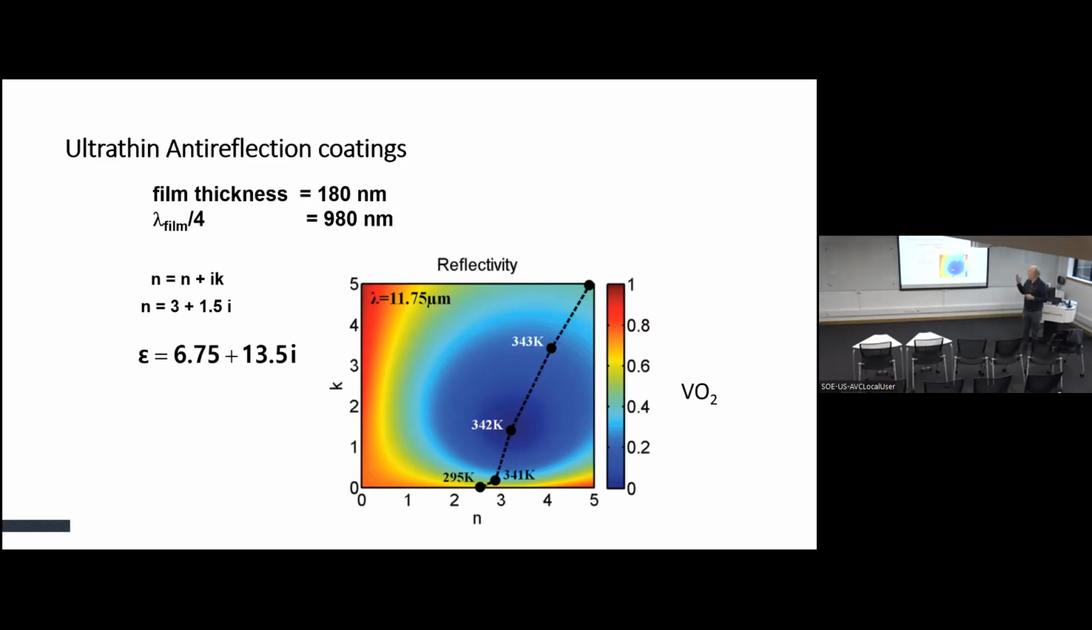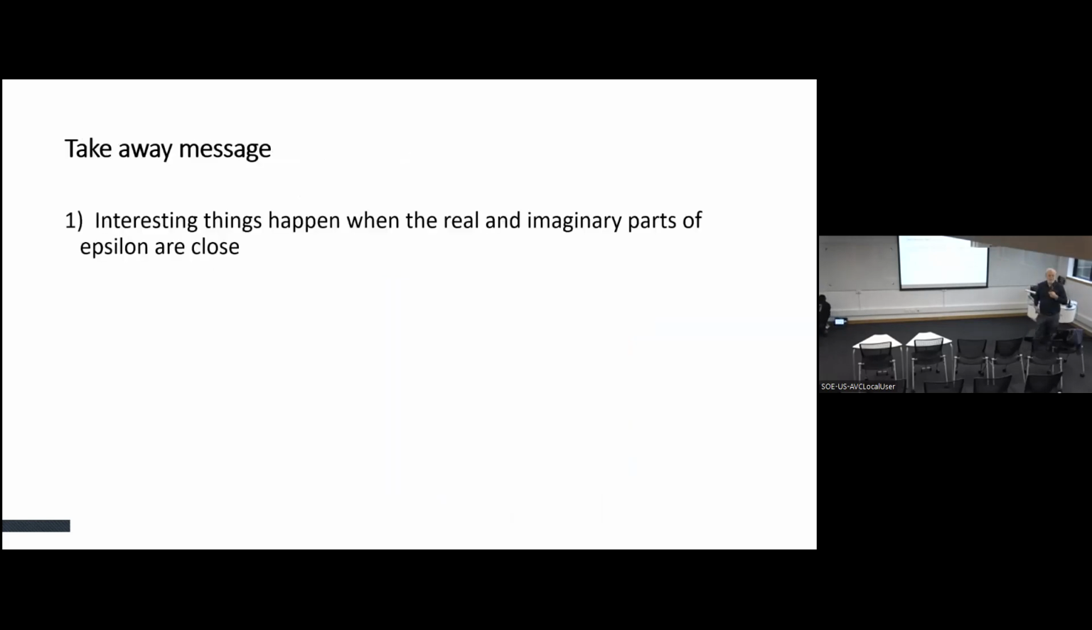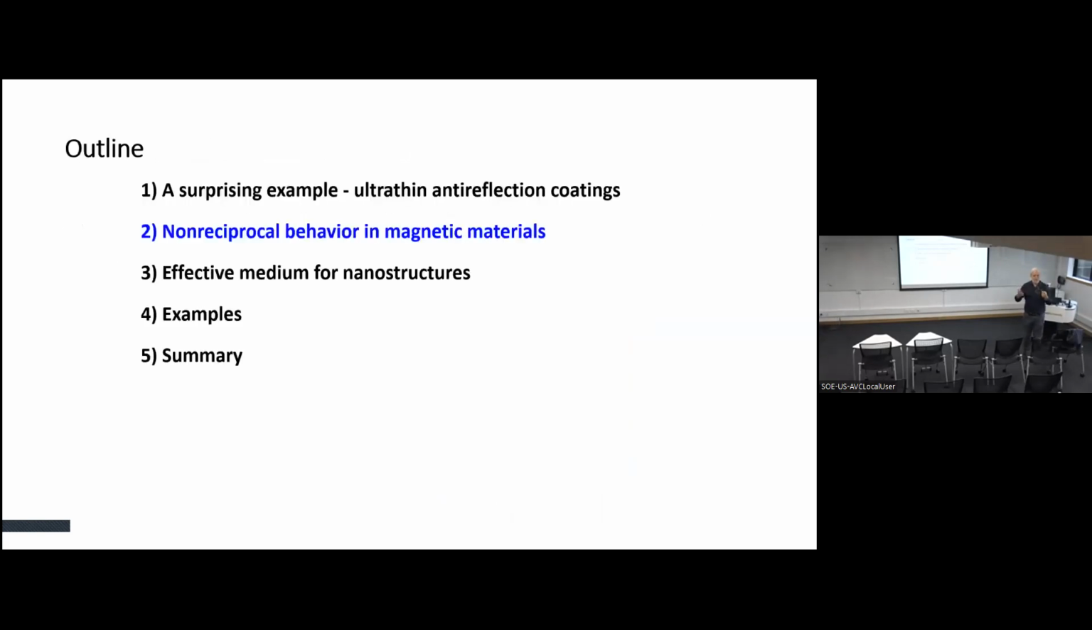And basically, you can see up there that the film thickness that you would need for a quarter wave plate is 980 nanometers. But the actual film thickness that you can use to get to almost no reflection is only 180. So you're improving your quarter wave plate by a factor of 4 by doing something outside the standard. And my message here is you can get interesting things to happen by doing something different. In this case, changing the real and imaginary parts to be more equal. Okay, we'll do some of that as well, play off this real and imaginary.